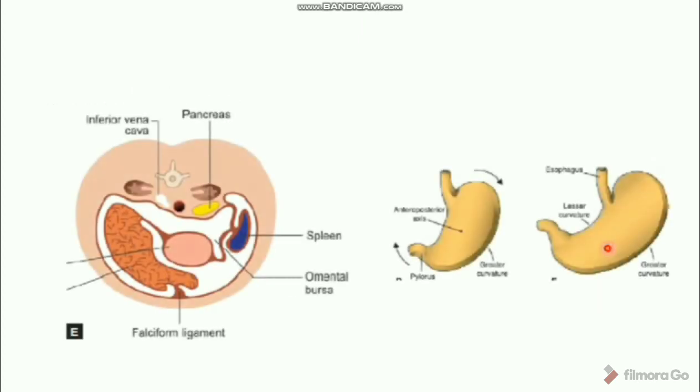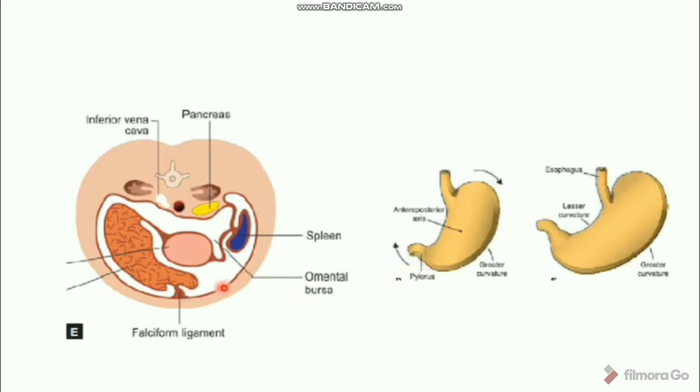Now what happens next? The stomach is not yet done with its rotation, and so it is again going to rotate along its anterior-posterior axis. Anterior-posterior axis means something like a pin inserted inside the stomach. So it's going to rotate such that this dome here is going to move somewhat downwards, and the pylorus here is going to move somewhat upwards and to the right side.